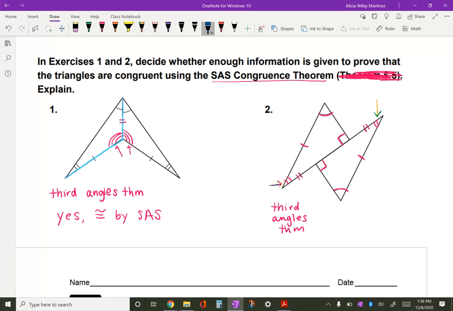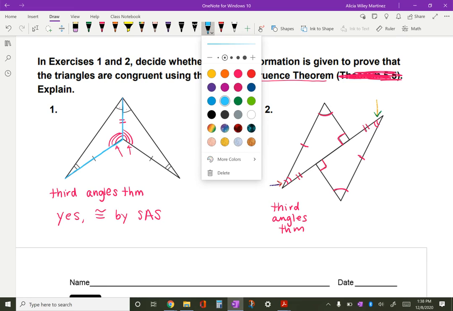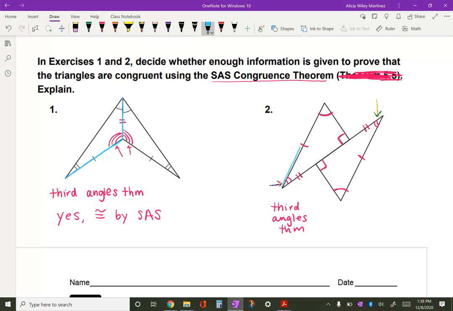being, my pencil doesn't want to change, the two congruent sides being this side and this side. Those are the sides, and that's the included angle. Knowing this side and this side, that ends up being the included angle. So for this problem, yet again, you can say yes, it's congruent by side angle side, because we had all of the other information congruent.